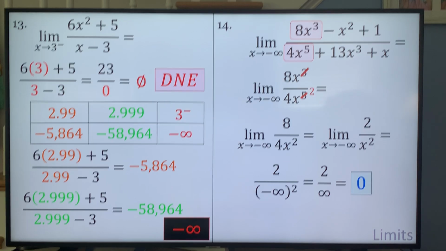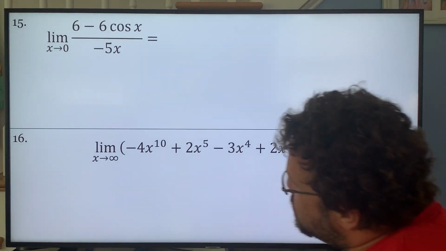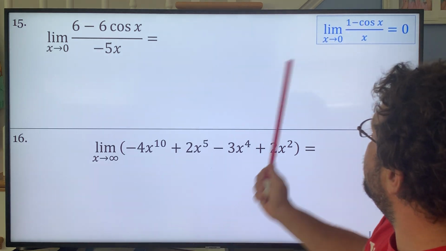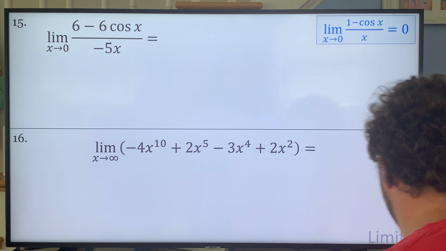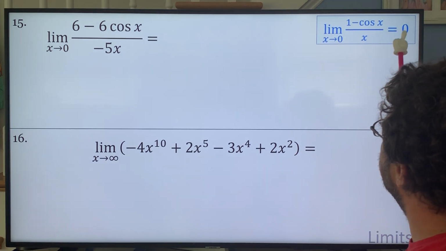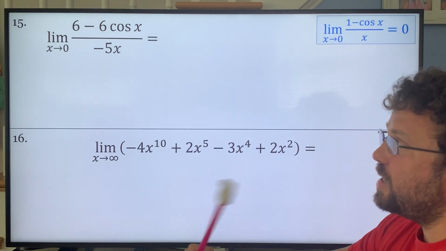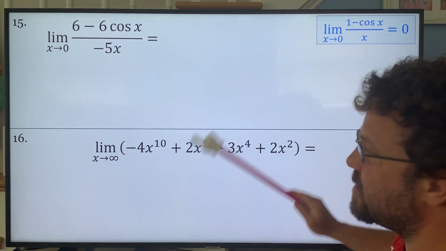Last slide. See, this is an easy one. 15, 16. Oh, we got some special rules. So go back to one of the first slides we did and think back to the special, I forgot what it was called, special functions. So anytime you have 1 minus cosine x over x, it equals 0. Can I make this a 1 minus cosine x over x? Can I manipulate it at all? Of course you can.